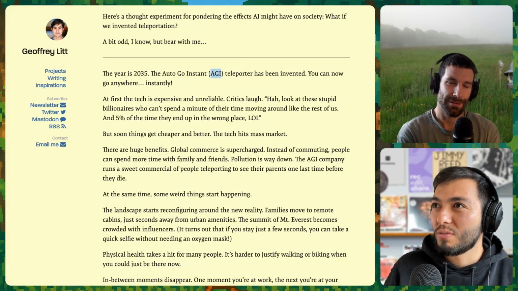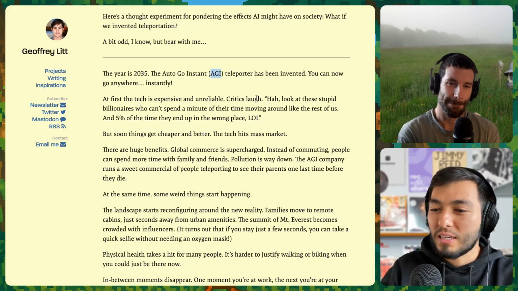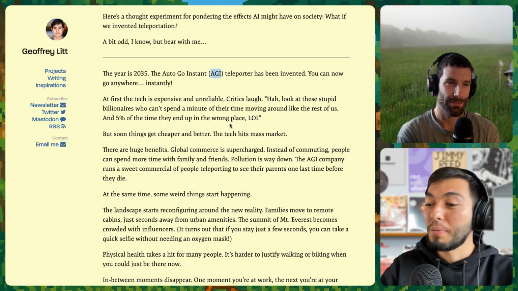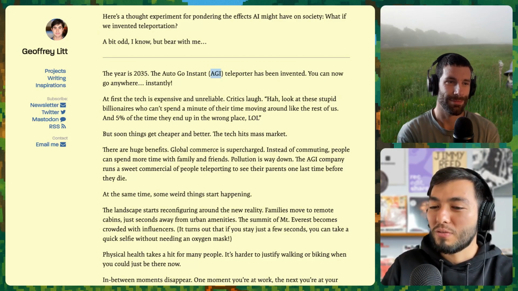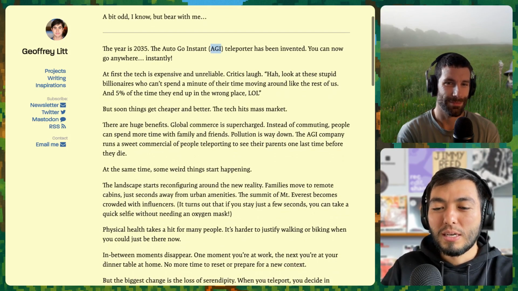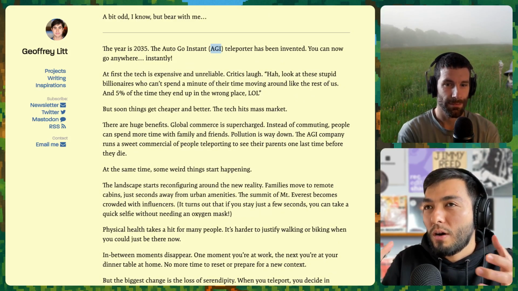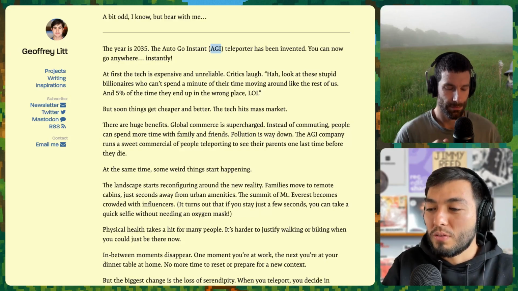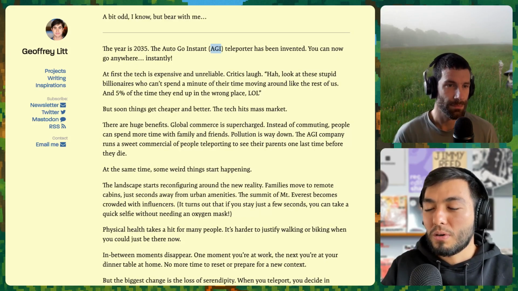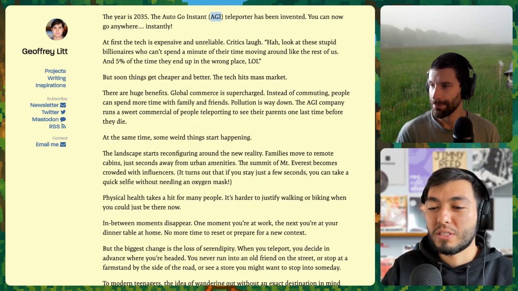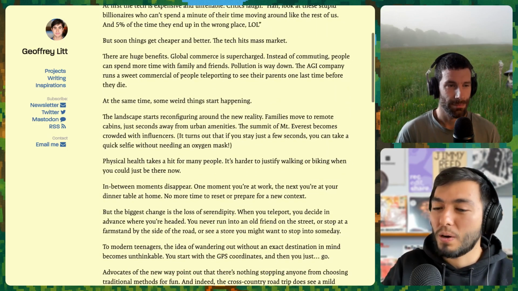And then he goes over, very parallel to AI, right? In the beginning, there are a lot of issues. The tech is expensive and unreliable, so people spend a lot of money and then maybe end up in the wrong places, right? And everyone starts making fun of them, like, look at this, they look so stupid. But then things start to get cheaper, better, and then everyone goes, and then he does a bit of a thought experiment on how this would change society, right? So maybe people are living further from the cities. Now people are living in cabins, maybe now Mount Everest is a super populated touristic spot.